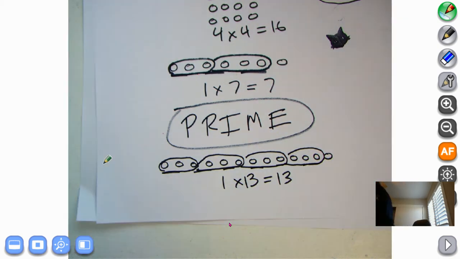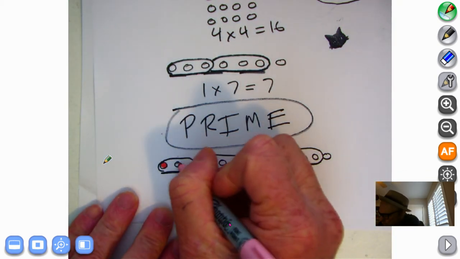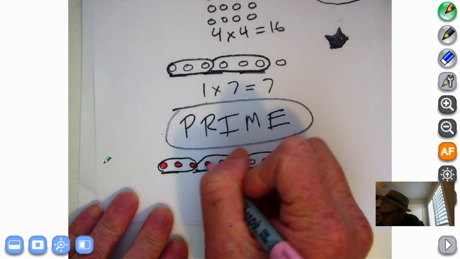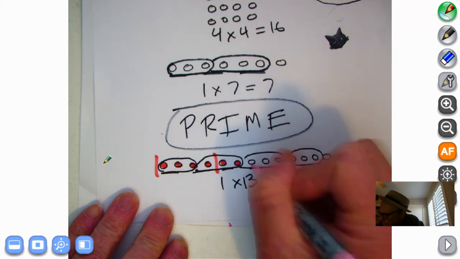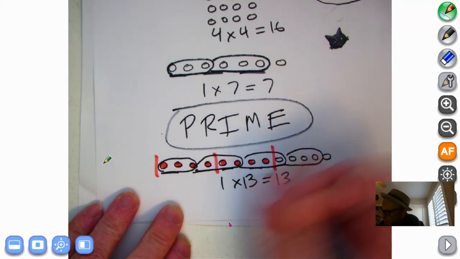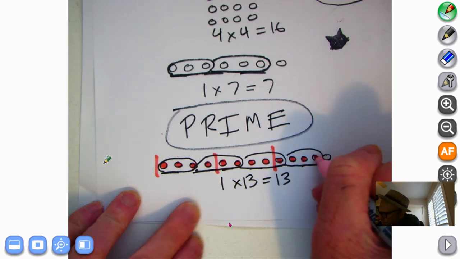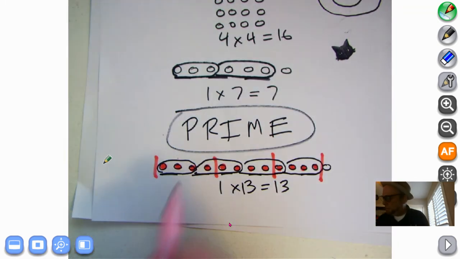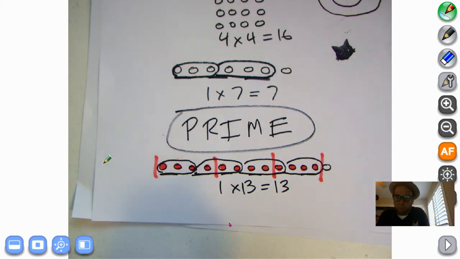We'll get another colored pencil, see if we can find any other factors of 13. Let's try 4s, okay? 1, 2, 3, 4. Okay, that's one group of 4. 1, 2, 3, 4. 2 groups of 4. 1, 2, 3, 4. 3 groups of 4. So 4 times 1 is 4. 4 times 2 is 8. 4 times 3 is 12, and not a factor. 4 can't be a factor of 13.